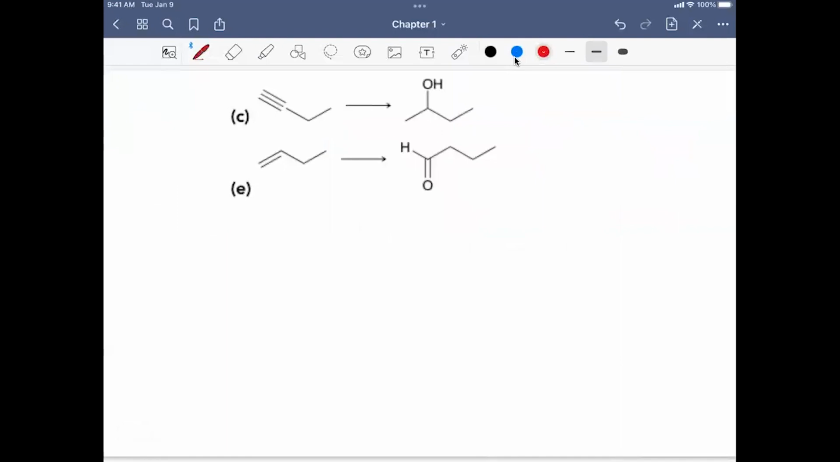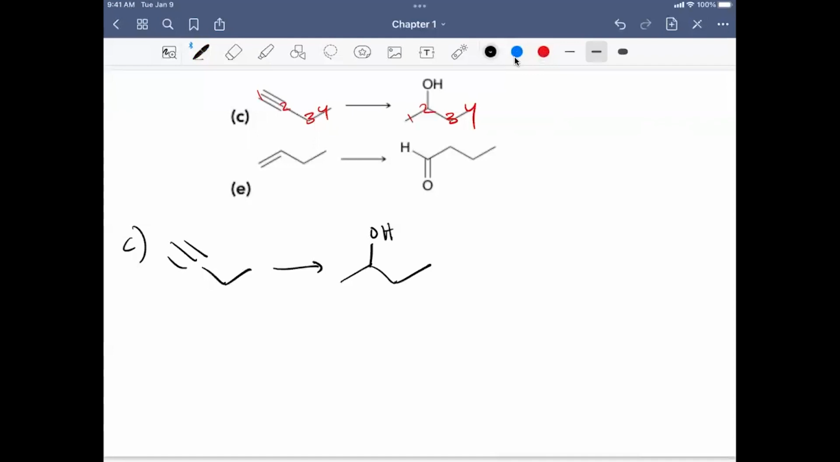Moving on, I have 2 questions here. So let's look at part C first. Let me rewrite it here. We're going from what looks like an alkyne to an alcohol group. Are we adding any carbons right away? Let's see, we have 1, 2, 3, 4, 1, 2, 3, 4. So we're not adding any carbons, so we don't need to worry about using any of those NaNH2. We're just simply doing this right here.